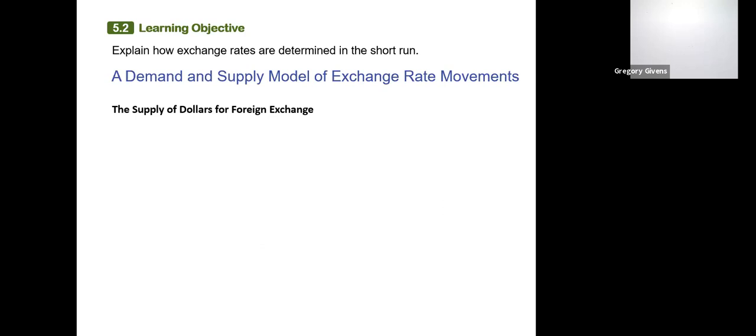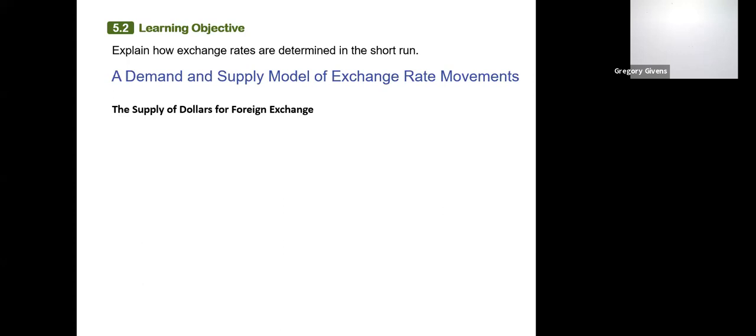What is the exchange rate? That's just the price of foreign currency in units of domestic currency, or vice versa, right? In other words, the exchange rate is the price of foreign currency exchange. So if we want to think about what causes exchange rates to move around over time, what we want to do is develop a simple model of the supply and demand for that foreign currency exchange. All right, and that's exactly what we are going to do today.